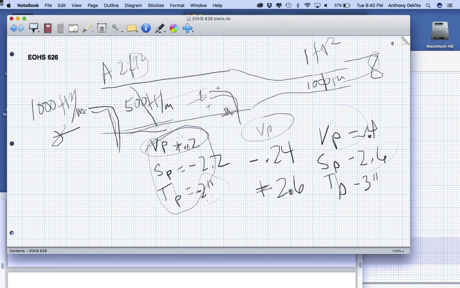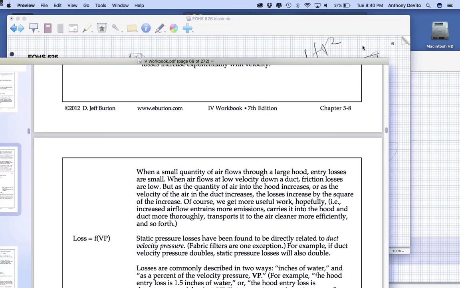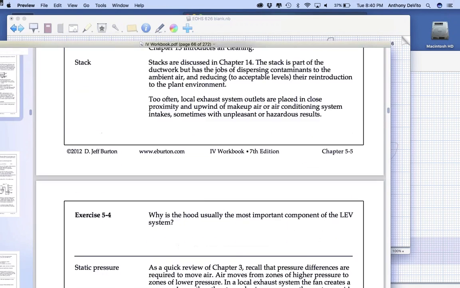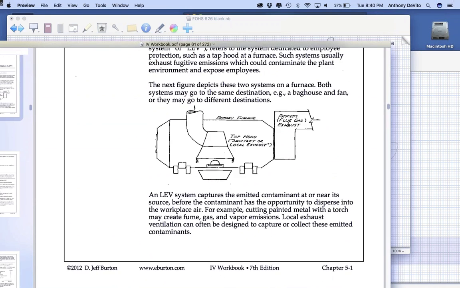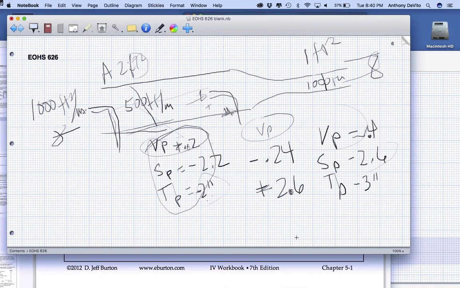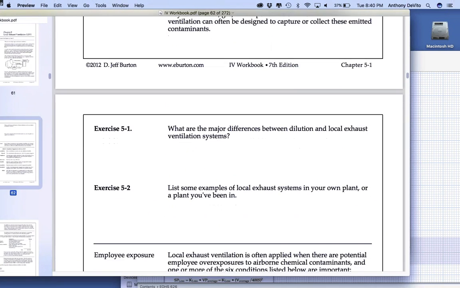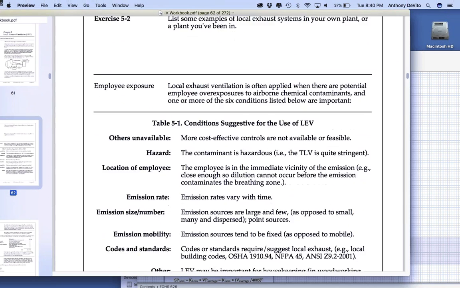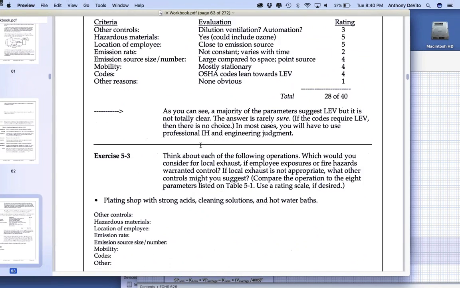Okay, so let's go through the textbook, and we'll actually give this a try, along with some of the exercises as well. I'm going to start at chapter 5. Chapter 5 begins by describing some duct systems and so on and so forth. We already went through some of that: types of ducts, types of plants you might find them in. He kind of repeats himself there.